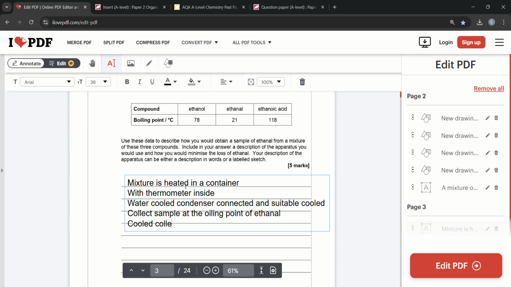A cooled collection vessel is necessary to reduce evaporation of ethanol.